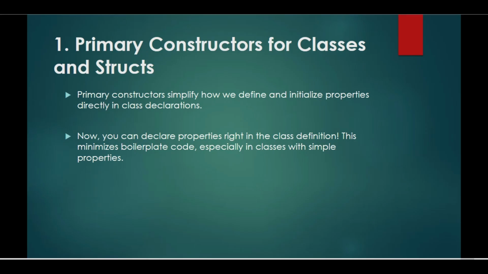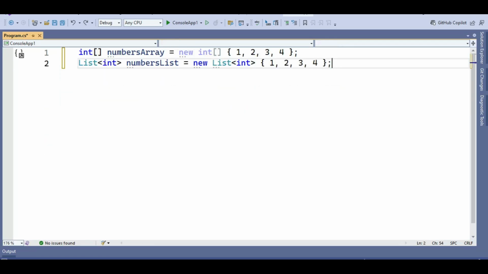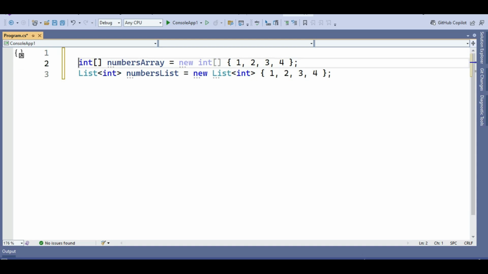Okay, second feature of C Sharp 12 is collection expressions. So what exactly are collection expressions? They simplify collection initialization, making array, list or span declarations more readable. Collection expressions allow us to initialize multiple types of collections using a single syntax. So we are going to see one example here of how collection expressions are used in our applications, how it was before the C Sharp 12 feature, and now in C Sharp 12 how we can use that in our C Sharp language. So that collection expression we are going to see here. Now if you can see here, this is the old behavior of the collections.